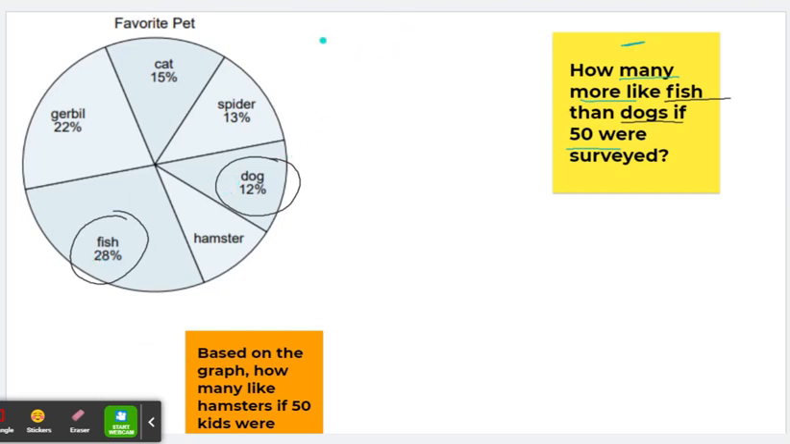So let's do percent of. So I need to know 12%. Percent is out of 100, and what that equals if there's 50 kiddos. So I can actually look at a cross pattern. I see I can go from 100 to 50 by dividing by 2. So I'm going to divide 12 by 2. That's 6. Then we need to find the number of kiddos who like fish as pets.